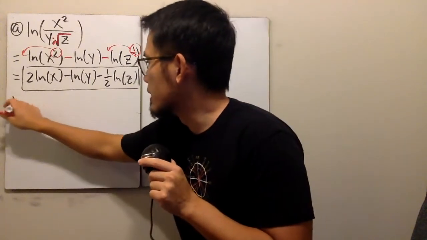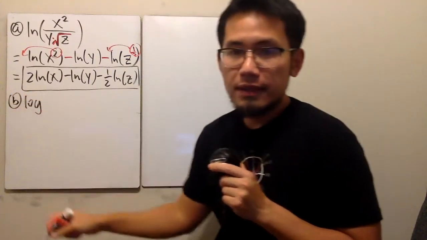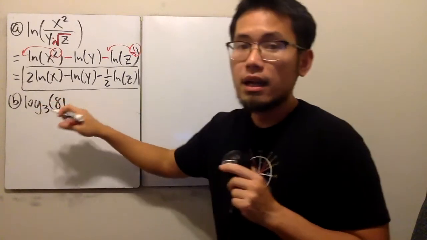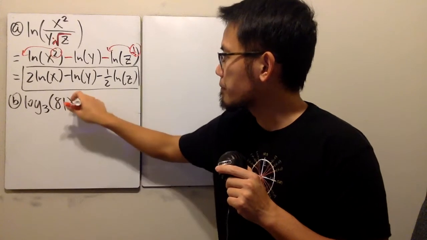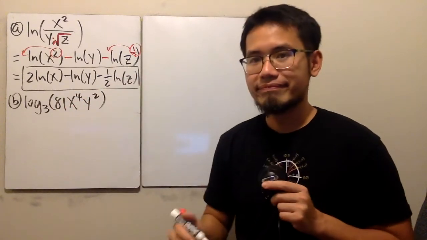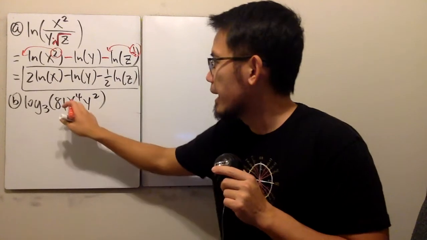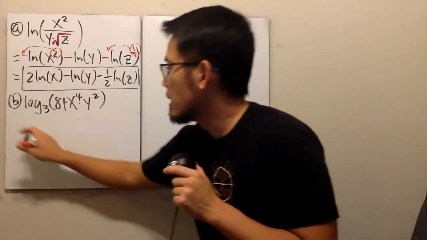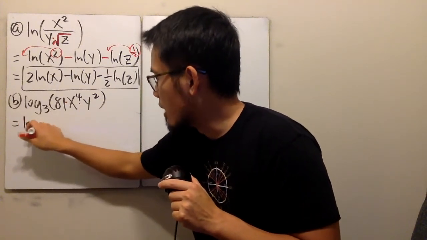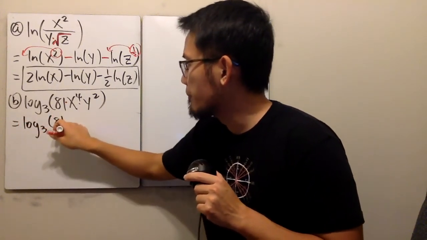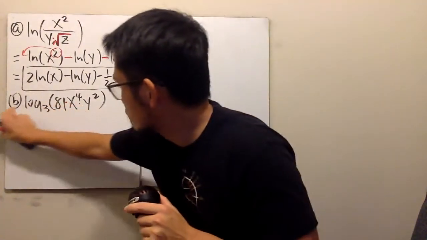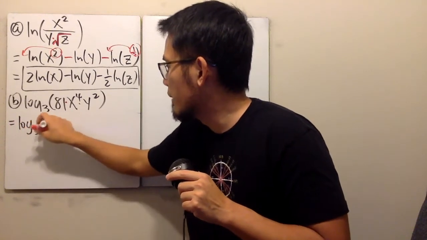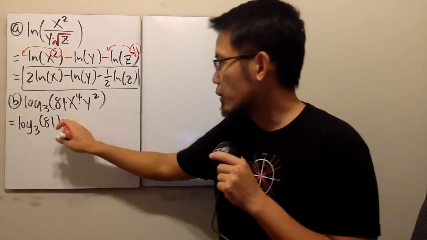Now, continue with the second one. We have log. This time, we are talking about specific base, 3. And then we have 81 times x to the 4th power times y squared, like this. Notice that there's no denominator, and they are all multiplying. So, it will be just the sum of 3 parts. The first part is log base 3 of 81. Let me just write it down better for you guys. This right here is log base 3 of 81. And then we are going to add.